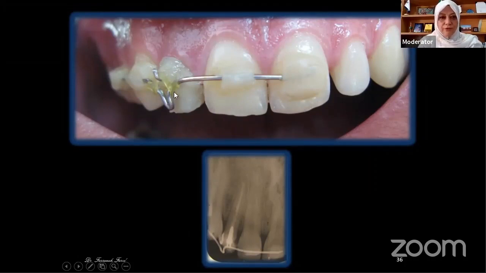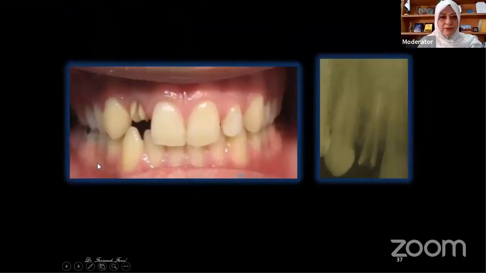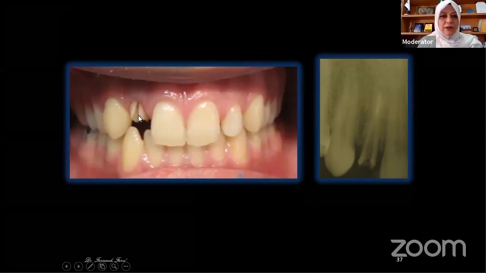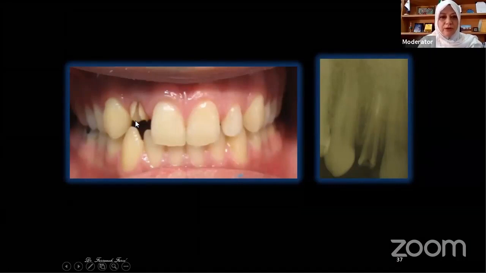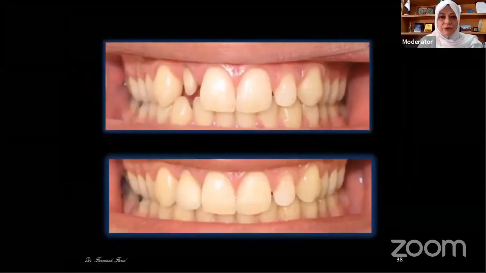After 3 to 4 weeks, we had this shape of the tooth. It was extruded about 1 to 2 millimeters. Now we have enough ferrule. We put post and core and the final crown over it.